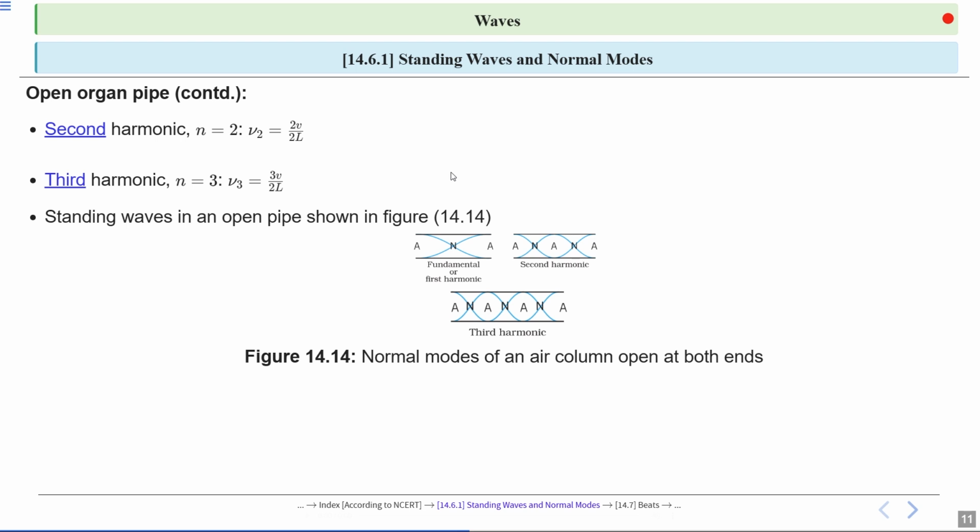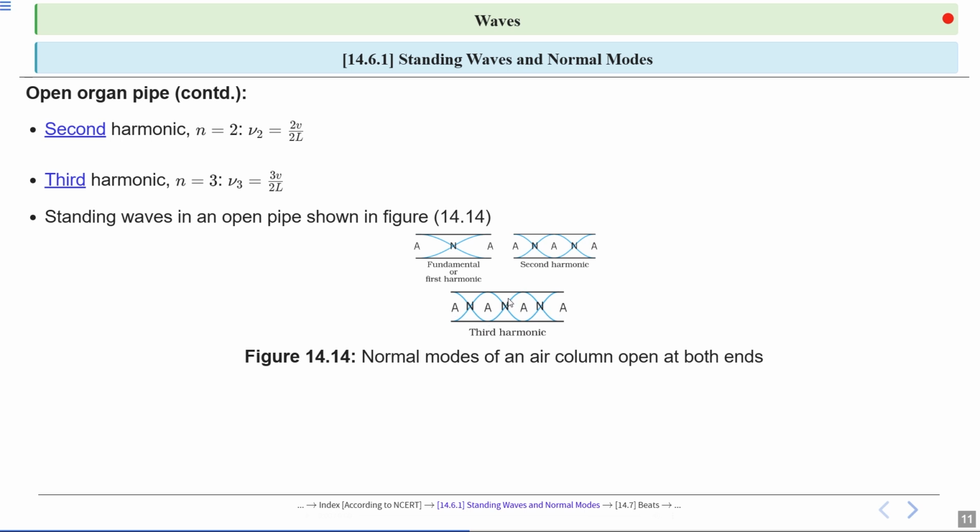A standing wave in an open pipe forms when sound waves reflect off the ends and interfere constructively. In an open pipe, both ends are antinodes. So this one is open pipe. So both ends, if we talk about the first fundamental or first harmonic, antinodes, antinodes. Second harmonic, antinodes, antinodes. Third harmonic, antinodes. This one is antinodes.